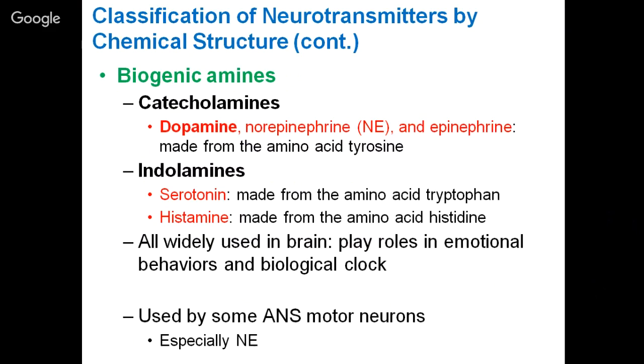So dopamine, you might have heard these words before: dopamine, norepinephrine, and epinephrine. They are the catecholamines and made from the amino acid tyrosine. The indolamines are serotonin and histamine. Serotonin is made from the amino acid tryptophan, and histamine from the amino acid histidine. All are widely used in the brain, and they play a major role in emotional behavior and biological clocks, and are used by some autonomic nervous system motor neurons, especially norepinephrine.